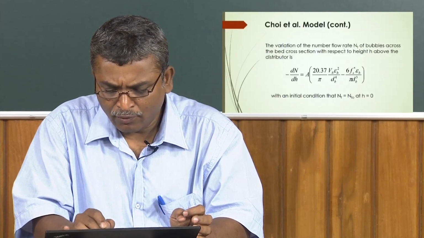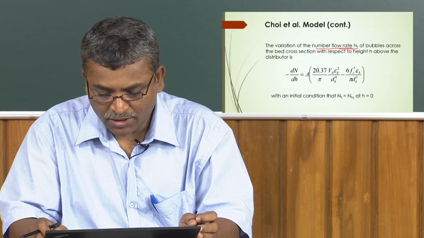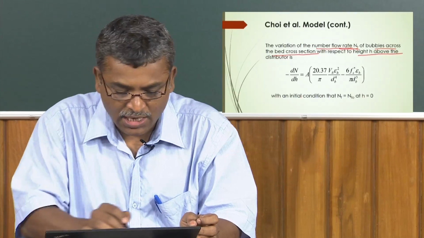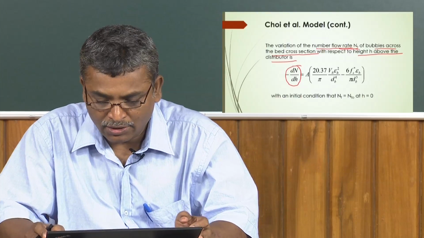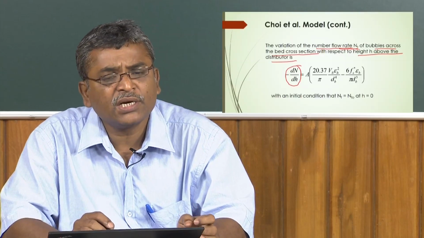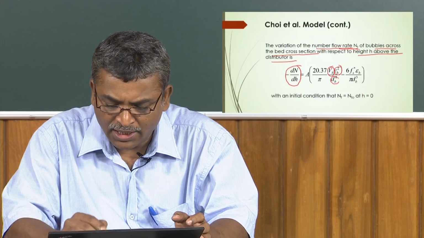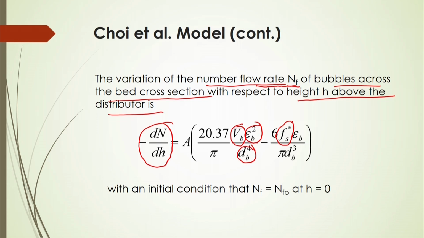Now, the variation of the number flow rate NF, that means how many bubbles are produced per unit time, of the bubbles across the bed cross section with respect to height h above the distributor is calculated in this way. So, dn by dh represents the number flow rate of bubbles, and that depends on the cross-sectional area of the bed and the bubble speed, and then the bubble volume fraction inside the bed, the bubble diameter, and the bubble splitting frequency for a single bubble. Once you know this, then from this correlation you will be able to find the rate of formation of bubbles inside the bed.